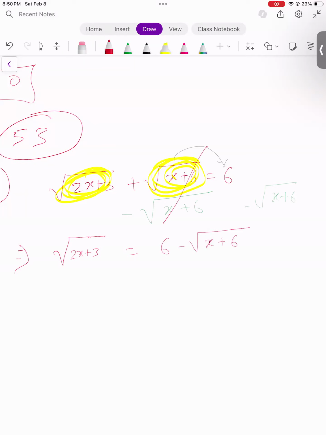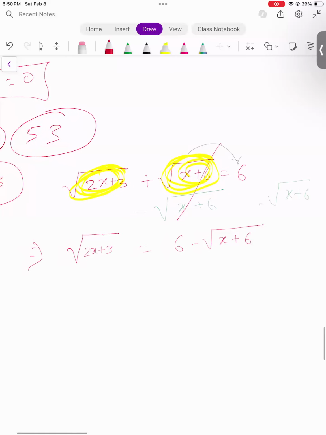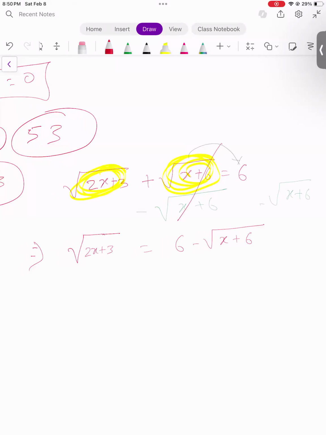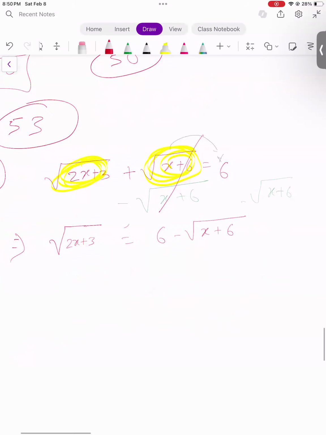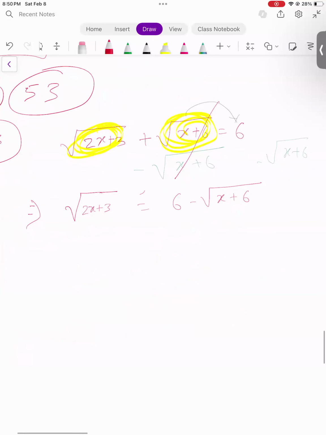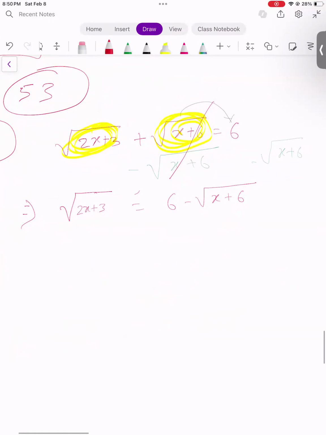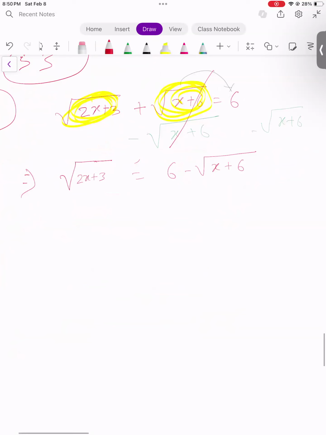Now for your exam, let me change the review here. I want you to practice 50 and 51, not 52 and 53. I will do one of these two. Right now, let's not solve this one, because it's going to be too long, and I don't want to scare you.